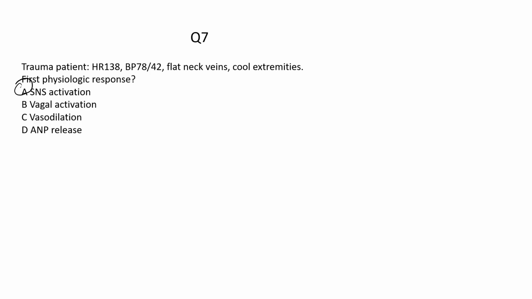Vagal activation wouldn't make sense. That's directly the opposite, right? Vasodilation, that would make your blood pressure worse. Why would that make sense? You have decreased resistance. It wouldn't make sense. And ANP, that just doesn't make any sense at all. That would firstly take a long time to happen. And A is the only right answer here.